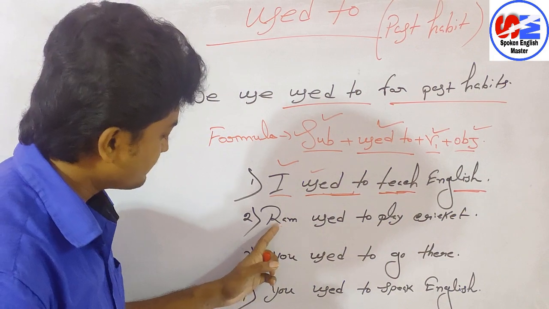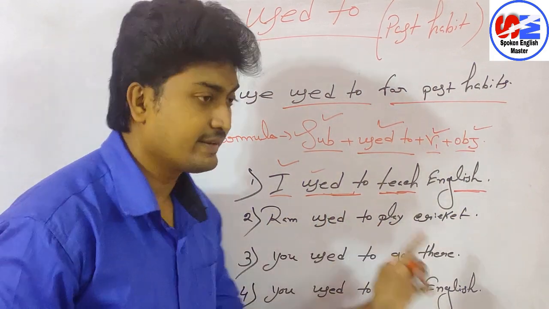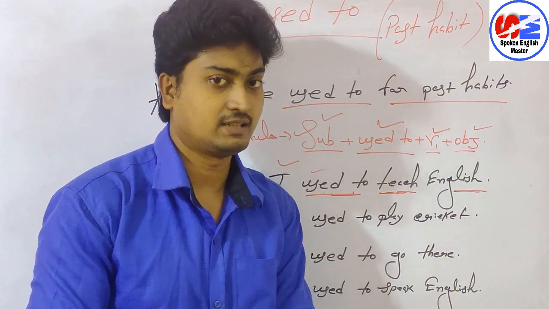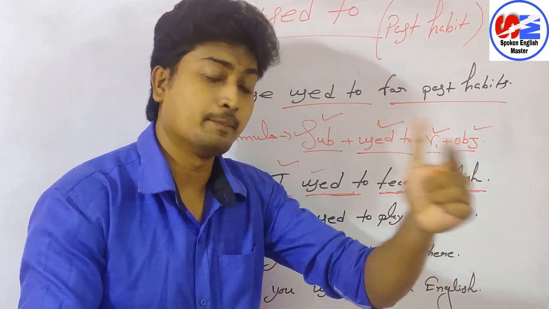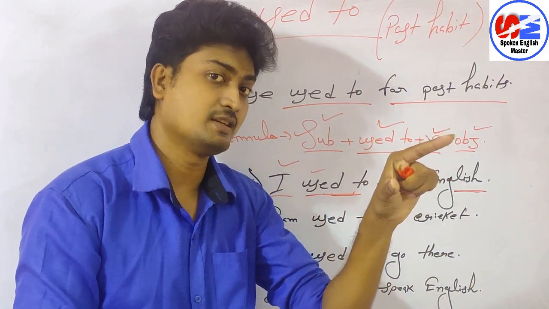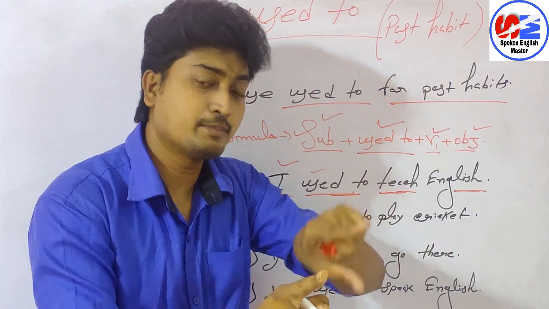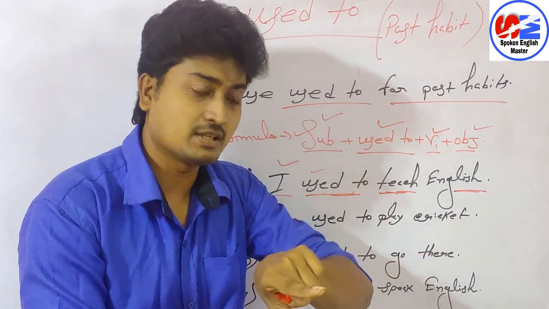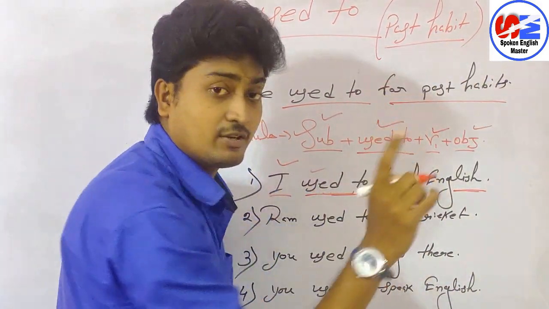Next example, friends. Ram used to play cricket. राम क्रिकेट खेलता था. कब खेलता था? पहले, पास्ट में. अभी नहीं, ये पास्ट हैबिट है. ओके, दो तरह का हैबिट होता है. वन इज प्रेजेंट हैबिट, अनदर वन इज कॉल्ड पास्ट हैबिट. Today we are talking about past habit, not present habit.